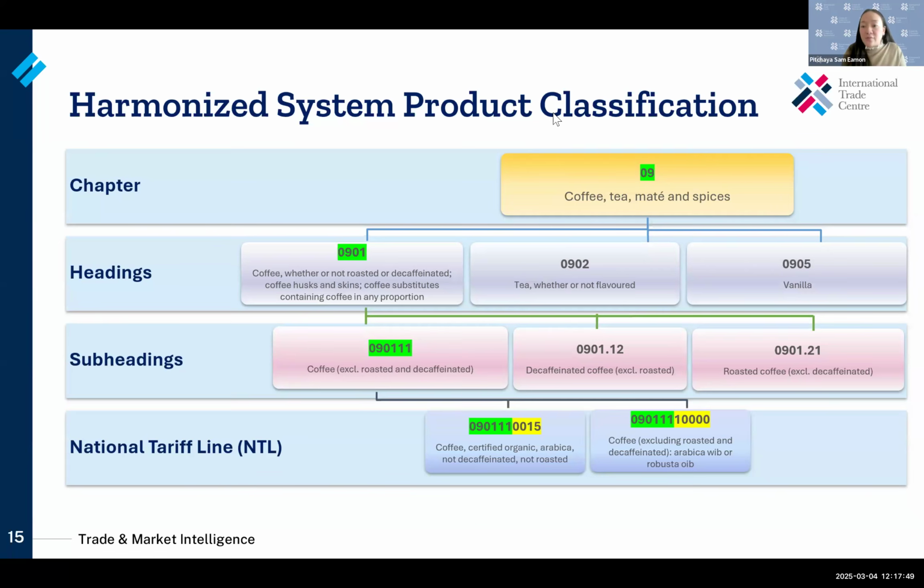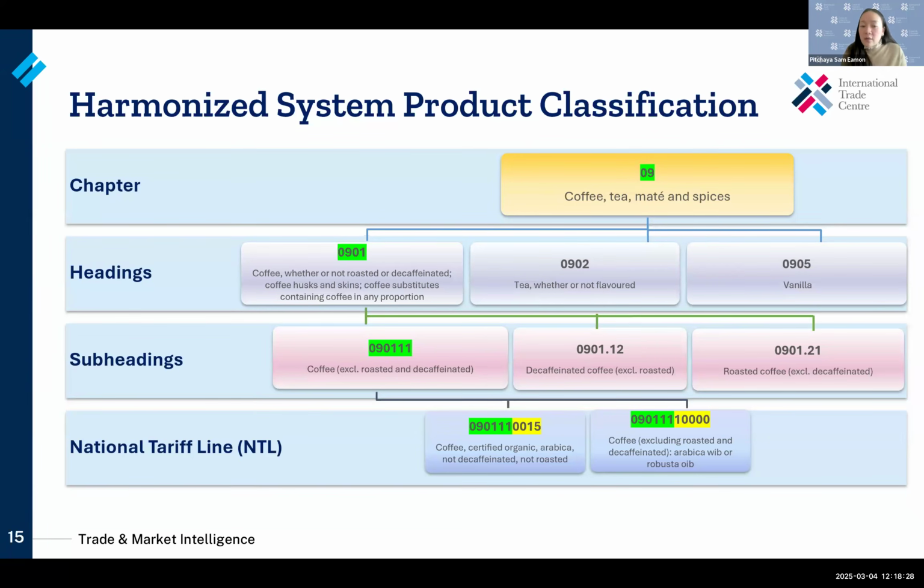So now we're at the HS 4-digit level, the headings level. As you continue to the 6-digit level or the subheading level, we continue with 0901. We add 2 more digits, 11. It becomes 090111, coffee excluding roasted and decaffeinated. Then we continue with 0901, adding 12. It becomes decaffeinated coffee. And 090121, roasted coffee. This is where you can start seeing the characteristic of the product itself and how it's becoming more and more distinguished.